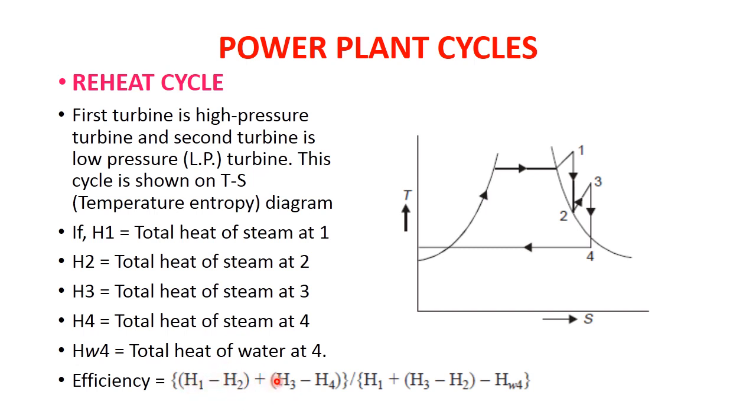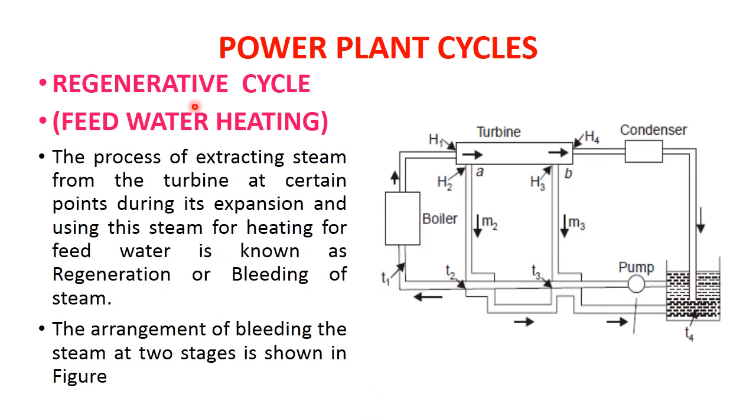First we have to see the total enthalpy, so (H1 minus H2) plus (H1 minus H3) minus H4, divided by H1, that is the total heat of steam at 1, plus (H3 minus H2), that is the reheating process, minus the total heat at point 4, so that will be HW4. So in this way the efficiency of a reheat cycle is calculated.